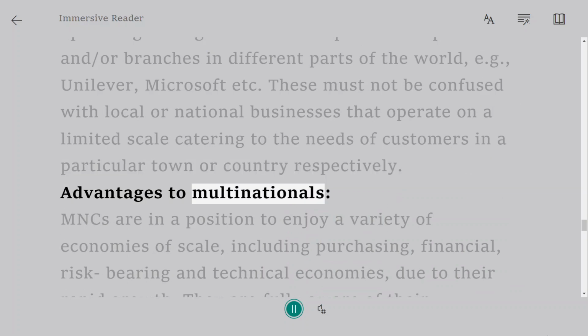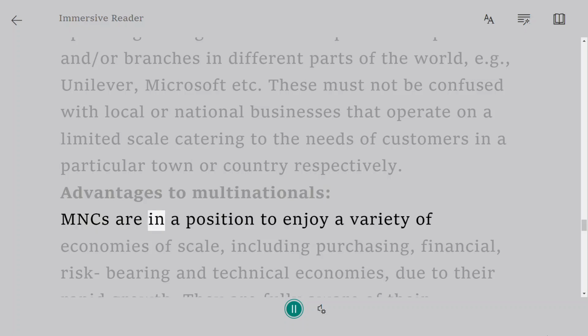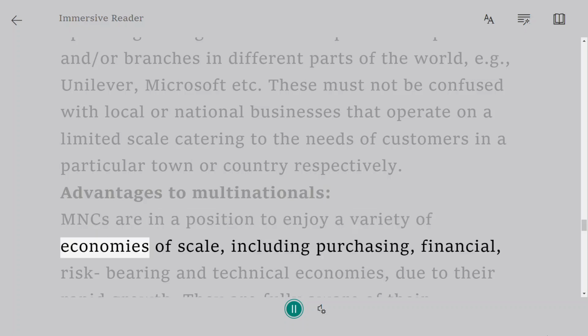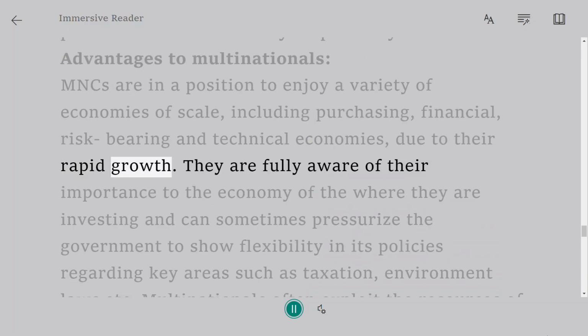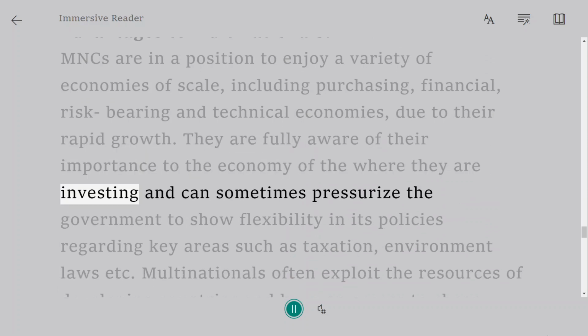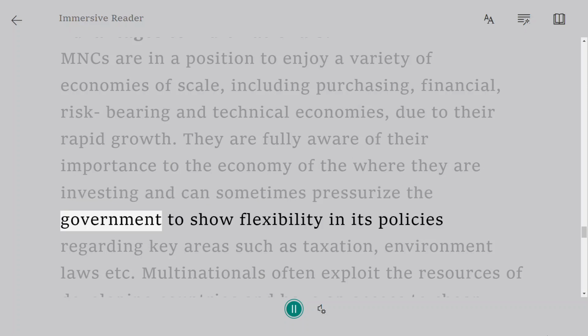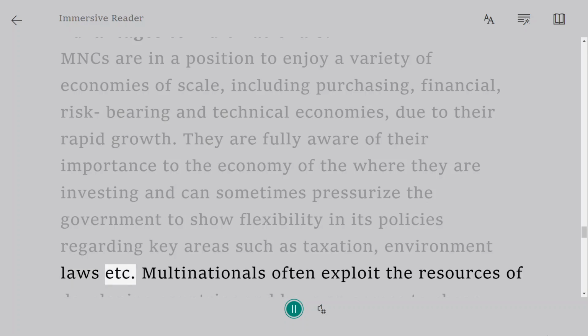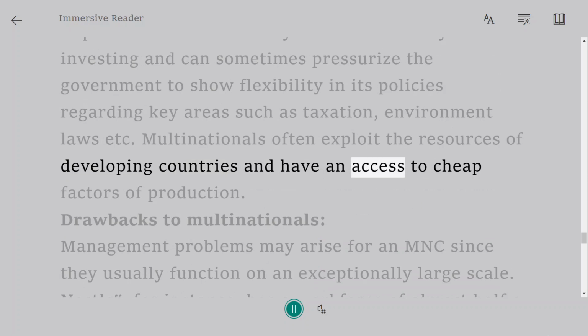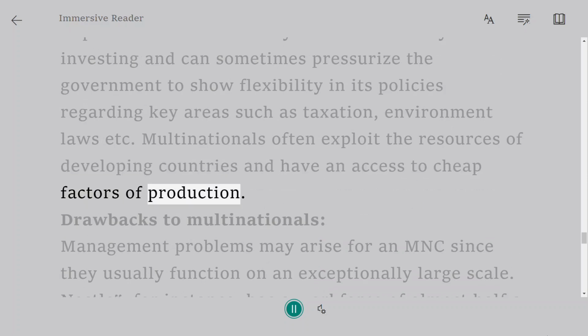Advantages to multinationals. MNCs are in a position to enjoy a variety of economies of scale, including purchasing, financial, risk-bearing and technical economies, due to their rapid growth. They are fully aware of their importance to the economy of the country where they are investing and can sometimes pressurize the government to show flexibility in its policies regarding key areas such as taxation, environment laws, etc. Multinationals often exploit the resources of developing countries and have an access to cheap factors of production.